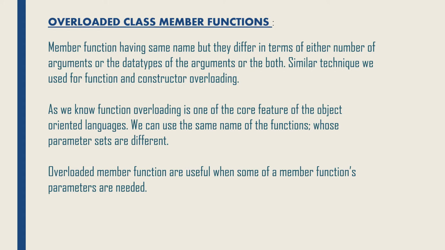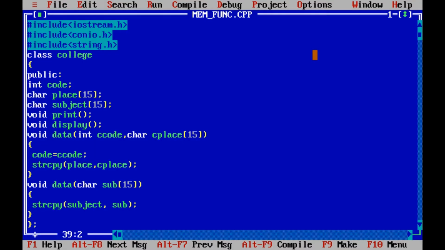So member functions having the same name but with a different number of parameters, or the data types of the parameters will be different, or both are also possible. So let's see with the program how it will go. Now in this program we are going to see how a member function is overloaded in a class.